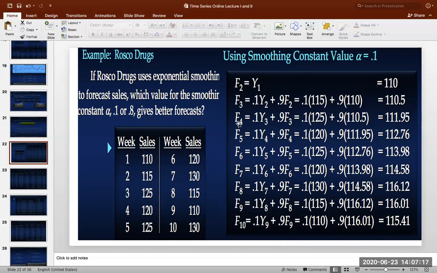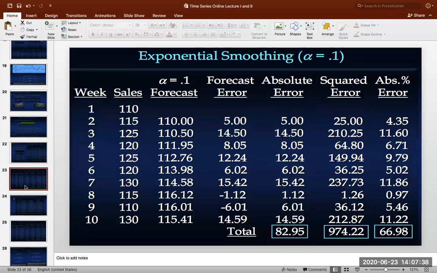So when you come to the forecast for year 4, this becomes the actual for year 3, which is this, and then the forecast for year 3, which is that. You get it. So then you also use this one to smooth it. So at the end of the day, you get these values. And then you report those values here, and then you can find the error, the absolute error, the mean square error, and then the absolute percentage error, and then you total all of them.